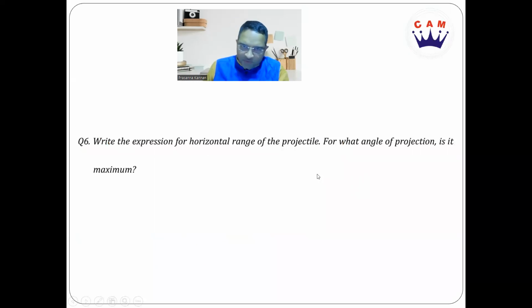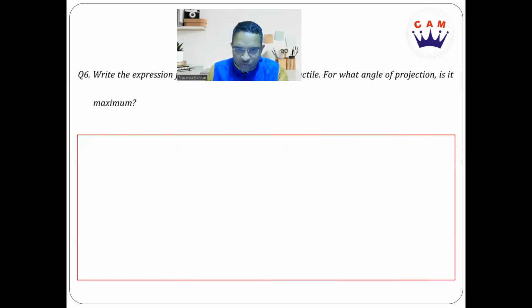All right, let's go to the next question. Question number 6. Write the expression for horizontal range of a projectile. For what angle of projection is that value maximum? So all that you need to write is just the expression which we know, right? U square sine 2 theta by g. Exactly. U square sine 2 theta by g is what is expected.